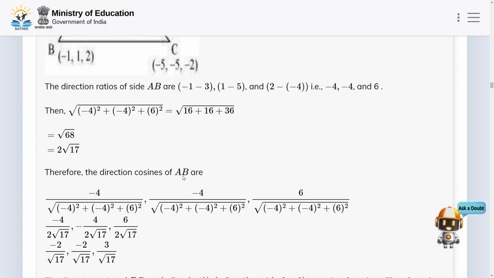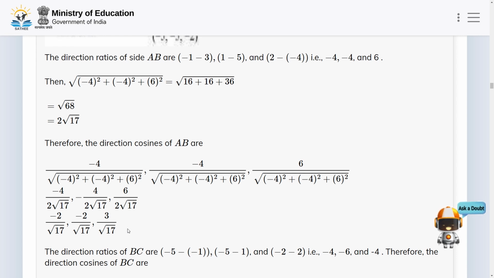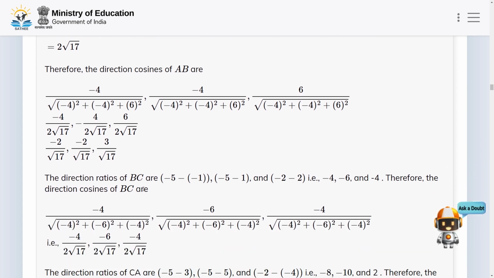So for AB, you will have -4 divided by 2 root 17, then -4 again divided by 2 root 17, and n, this means cos gamma, will be 6 by 2 root 17. If you simplify, you will get -2 by root 17, -2 by root 17, and 3 by root 17. Now for BC, the direction ratios will be -5 minus 1... that is -4, -6, and -4.